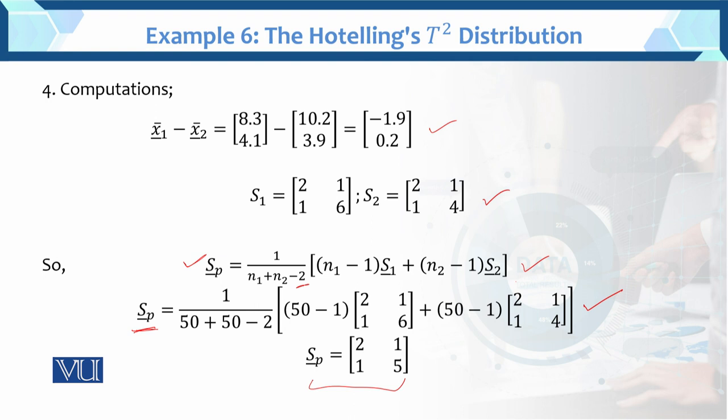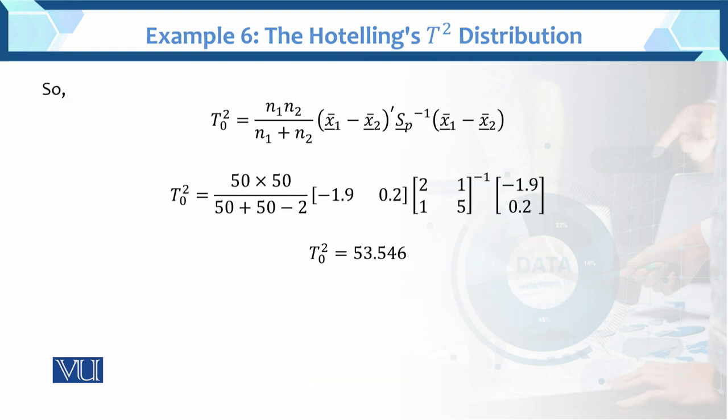This is equal to SP. Now we put the values into the T square statistic. The difference here is that we used the concept of the pooled standard deviation or pooled variance. Further, we solved this whole formula, and after solving, the final T square is equal to 53.546. This is the test statistic value, the calculated value.